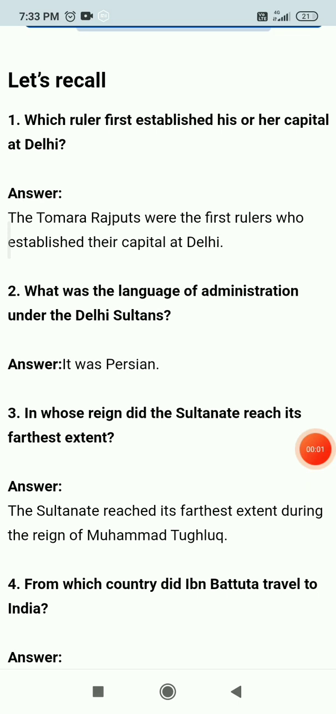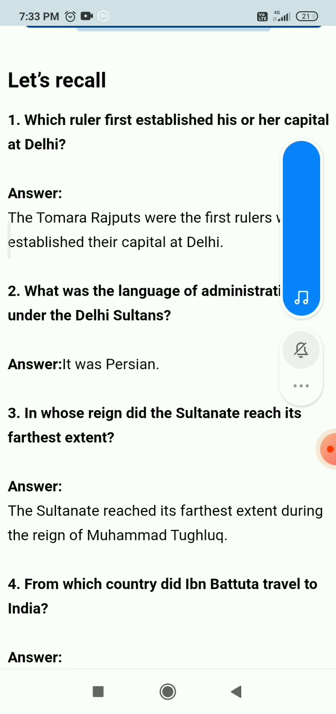Good morning, students. Today we are going to start question and answer chapter number 3, Delhi 12th and 15th century. Let's recall history. Question number 1, which ruler first established his or her capital at Delhi?